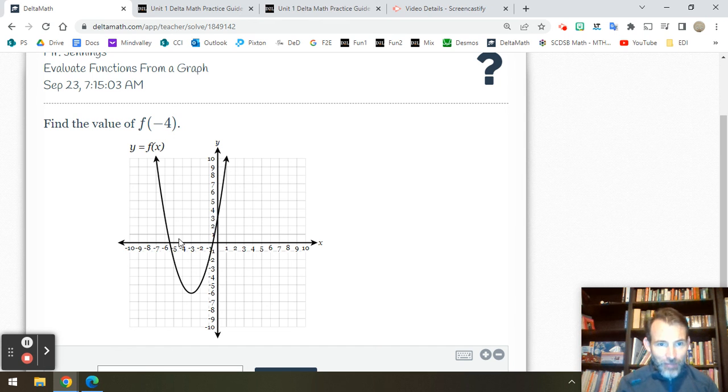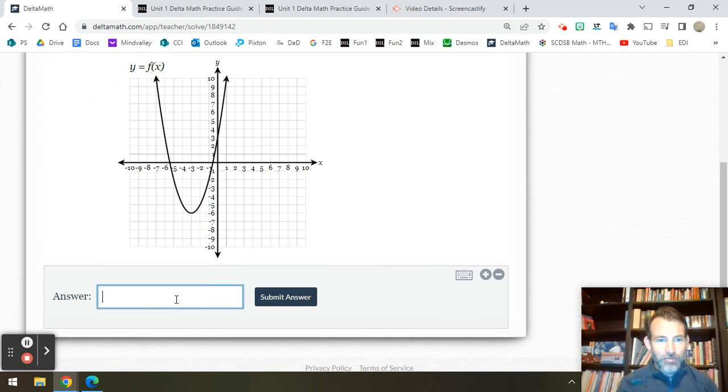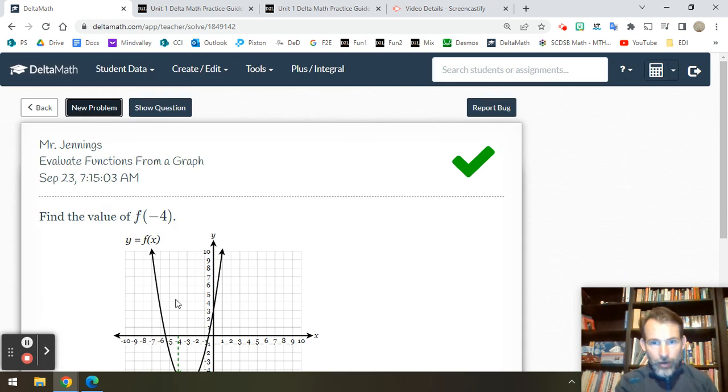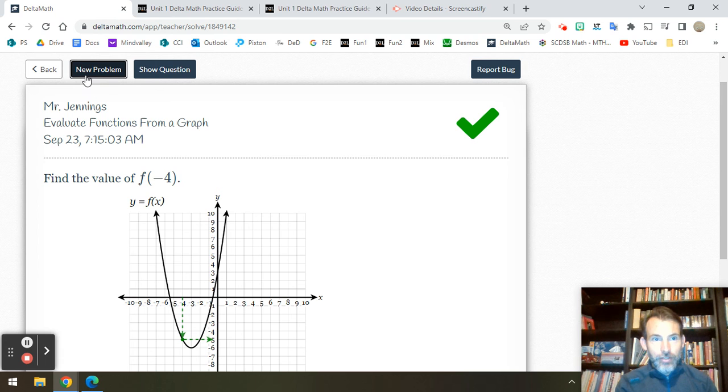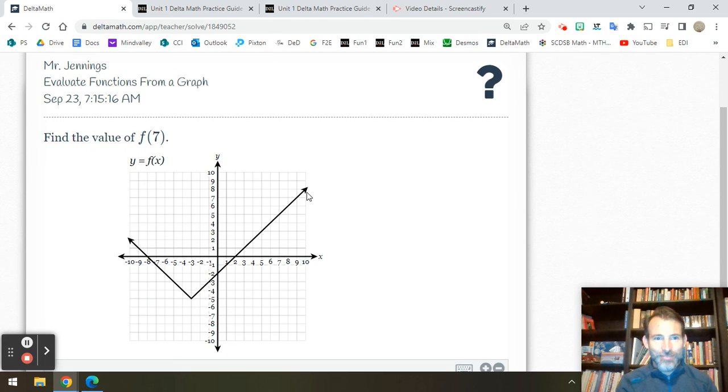Find the value of f at -4. -4 is here. They gave us another integer point. It's -5. Of course, they'll give us integer points. I could do this all day. It should be quick.